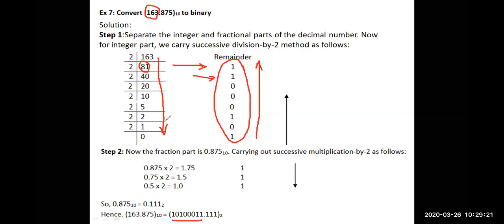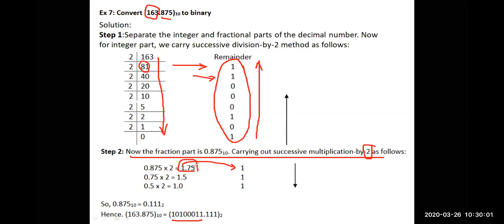Now how to convert the fractional part? While converting the fractional part, we have to multiply the number by 2. So this is successive multiplication. Here we have the fractional part, that is 0.875. 0.875 is multiplied by 2, we get the answer 1.75. Now we just have to use this integer here. The fractional part is used in the next multiplication, and the integer part is used as a remainder here.